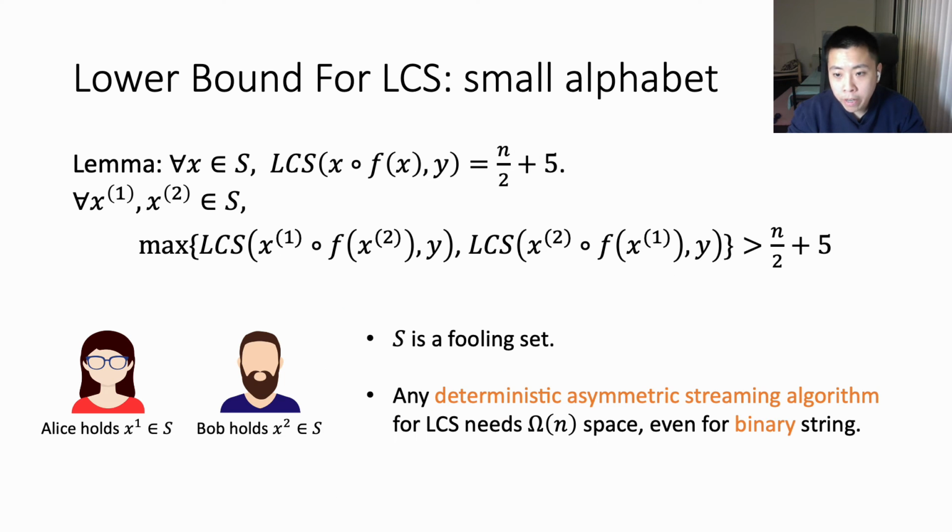Following that idea, we can show that for all x in S, the LCS between y and the concatenation of x and fx is always n over 2 plus 5. And for two distinct strings x1 and x2 from S, one of the LCS is strictly larger than n over 2 plus 5. Thus, S is a fooling set. Since S has size 2 to the omega of n, we conclude that any deterministic asymmetric streaming algorithm for LCS needs at least omega n space, even for binary strings.